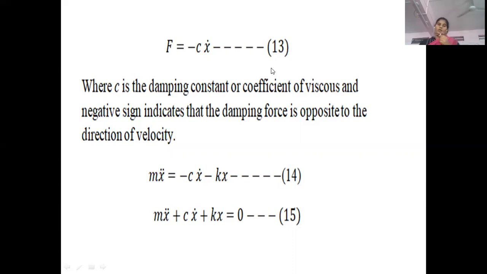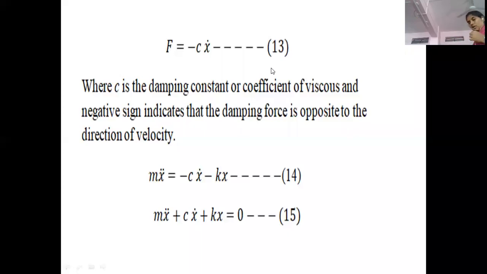Opposite to the direction of velocity. So the first term in this second equation, the damped free vibration, is the force produced as Cx dot, which is the damping force. It acts in the negative direction, indicated by the negative sign.